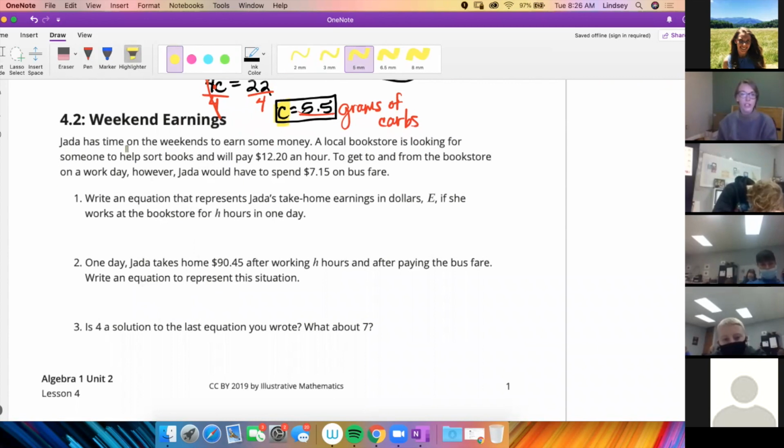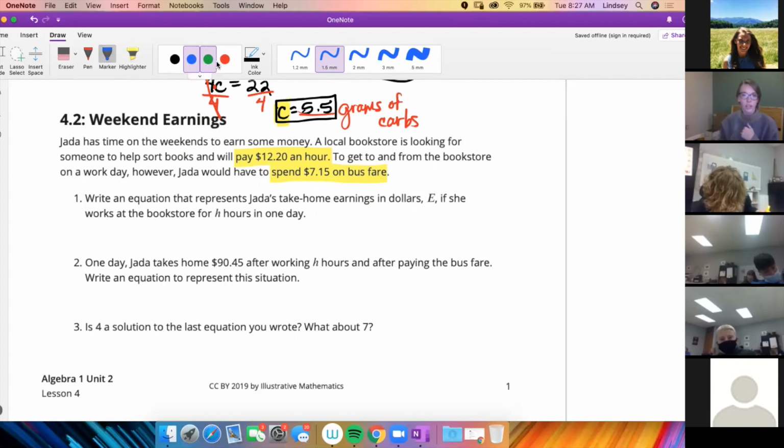So it says, Jada has time on the weekends to earn some money. A local bookstore is looking for someone to help sort books and will pay $12.20 per hour. Underline or highlight $12.20 per hour. To get to and from the bookstore on a workday, however, Jada would have to spend $7.15 on bus fare. All right. And I want you to really look at, oh snap, spend $7.15 on bus fare.